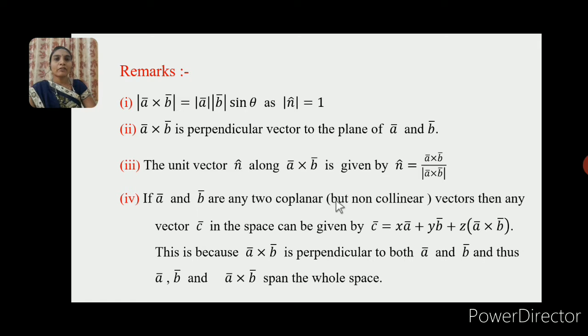Fourth, if A bar and B bar are any two non-collinear vectors, then any vector C bar in the space can be given by C bar is equal to x A bar plus y B bar plus z in bracket A bar cross B bar. This is because A bar cross B bar is perpendicular to both A bar and B bar, and thus A bar, B bar and the cross product A bar cross B bar span the whole space.